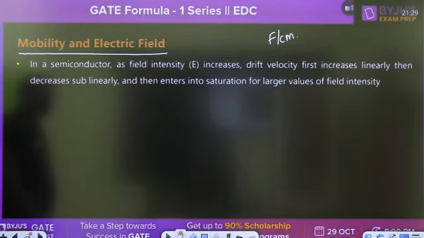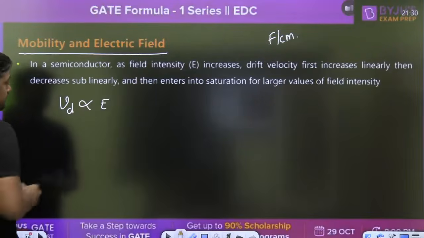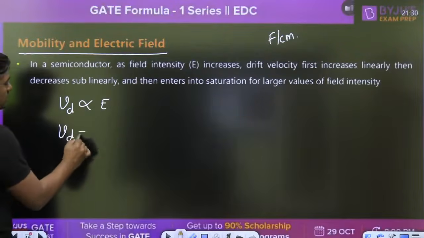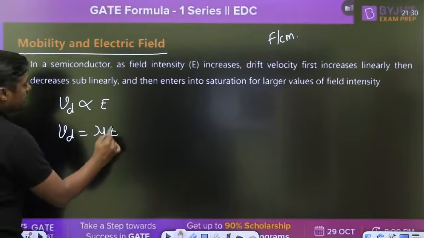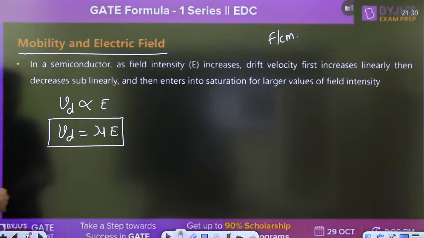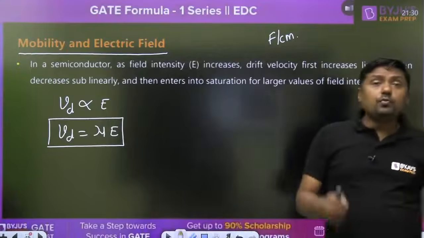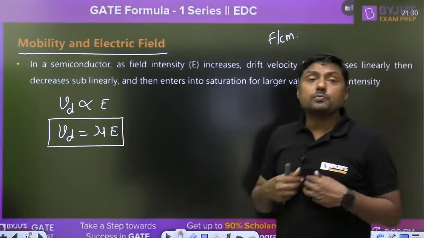Mobility and electric field. As you know, drift velocity is proportional to E, and drift velocity is equal to mu n, mu into E, where the constant of proportionality is mu. That is called mobility.